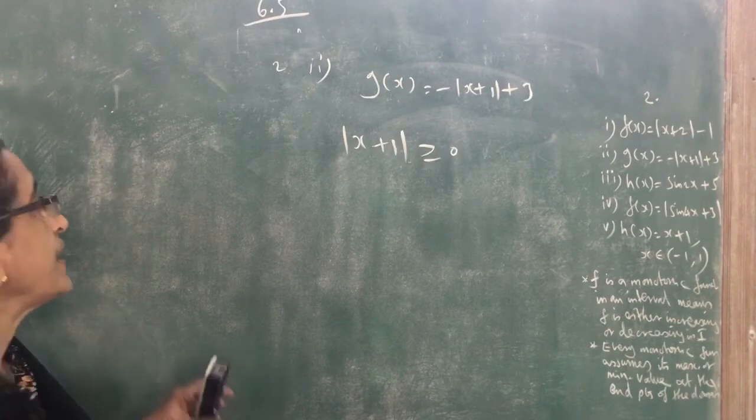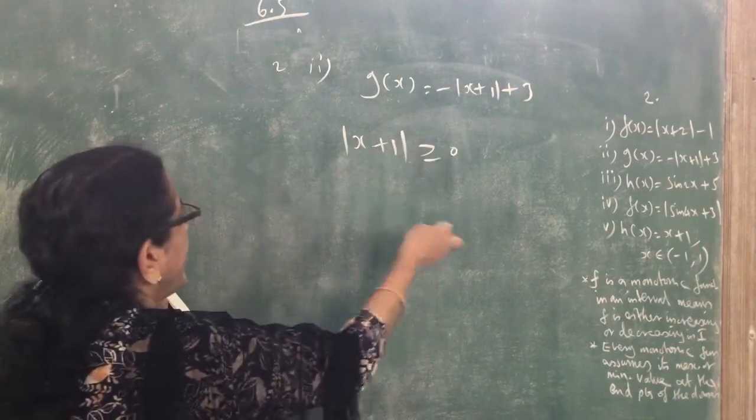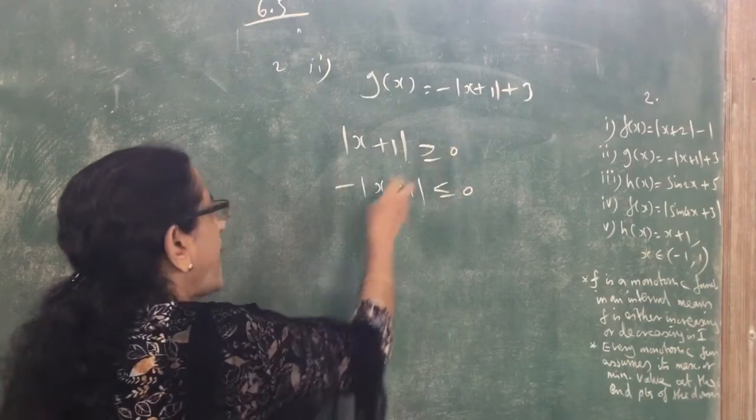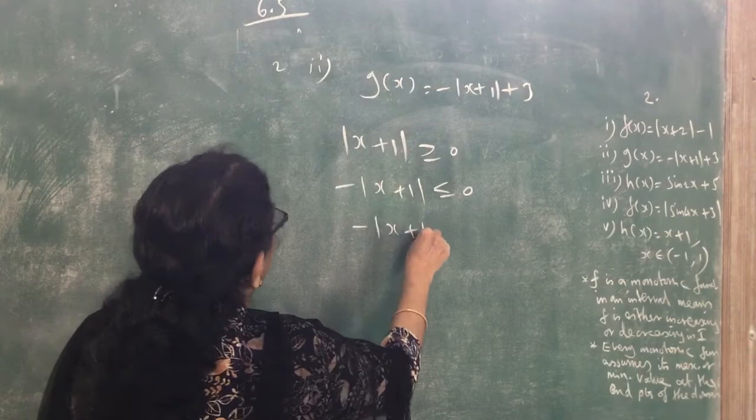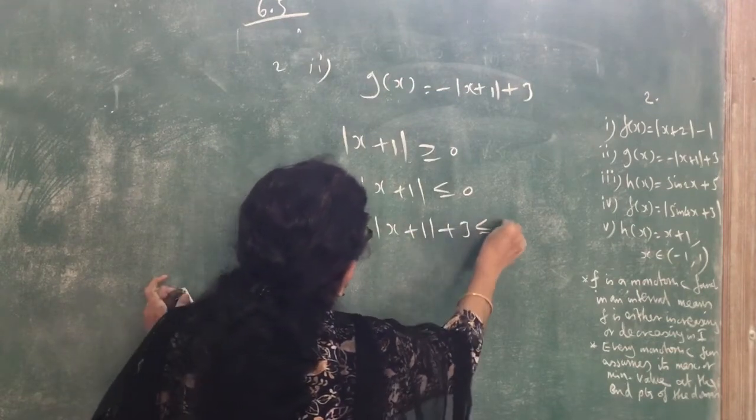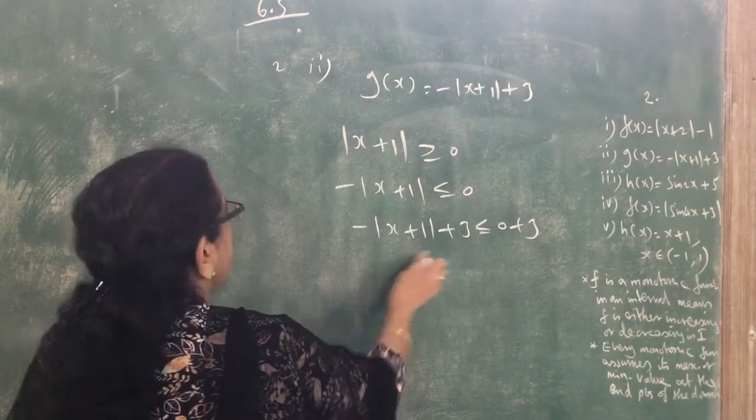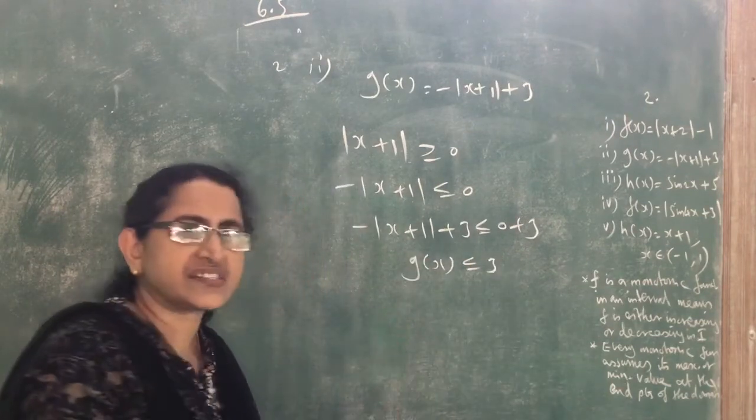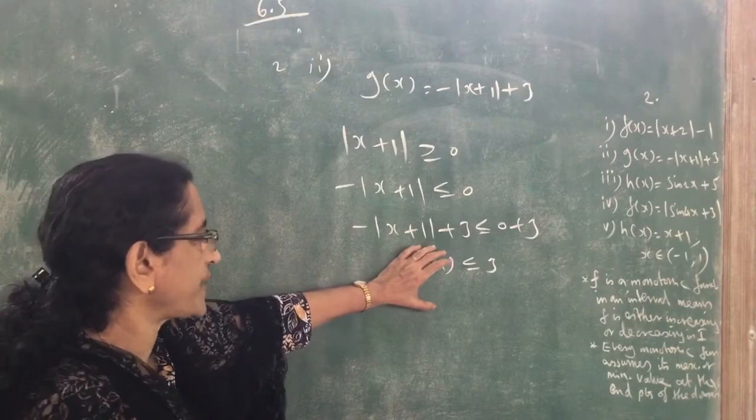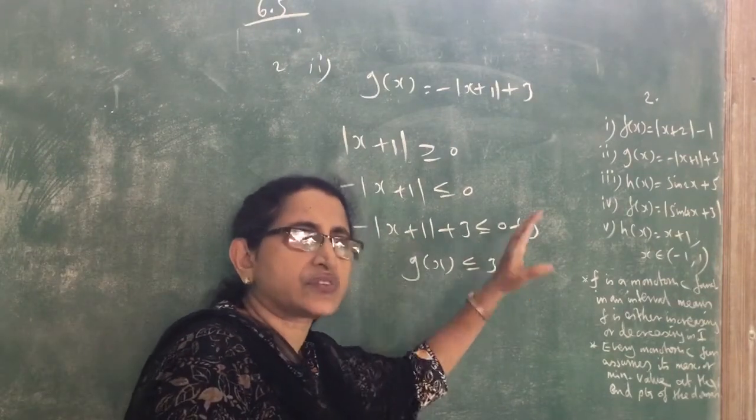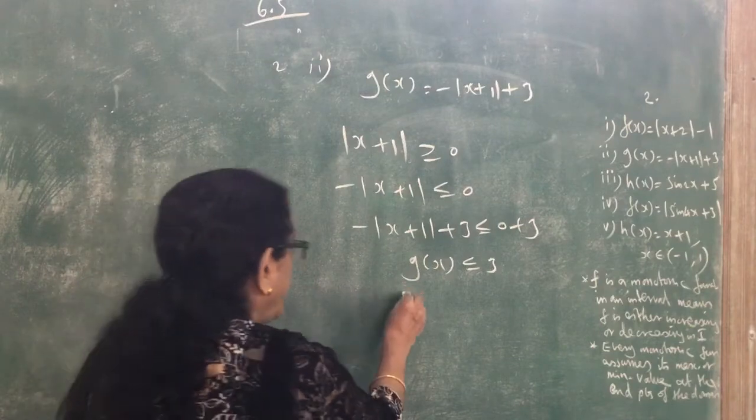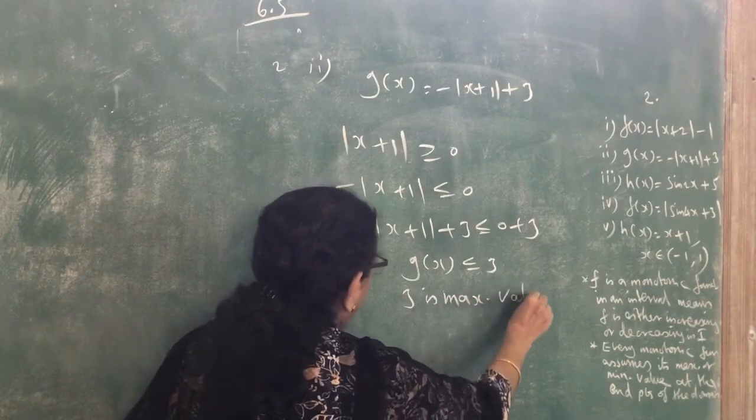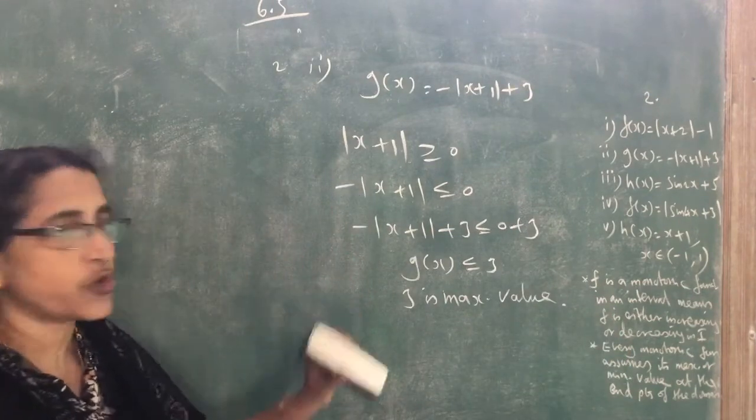That you remember. So here, when we multiply by negative, minus of modulus x plus 1 is less than or equal to 0. Then we have to add 3. So minus modulus x plus 1 plus 3 is less than or equal to 0 plus 3. This is the same as g of x. So g of x is less than or equal to 3. That means for every real number x, g of x is less than or equal to 3. So 3 is the maximum value of the function, and there is no minimum value.